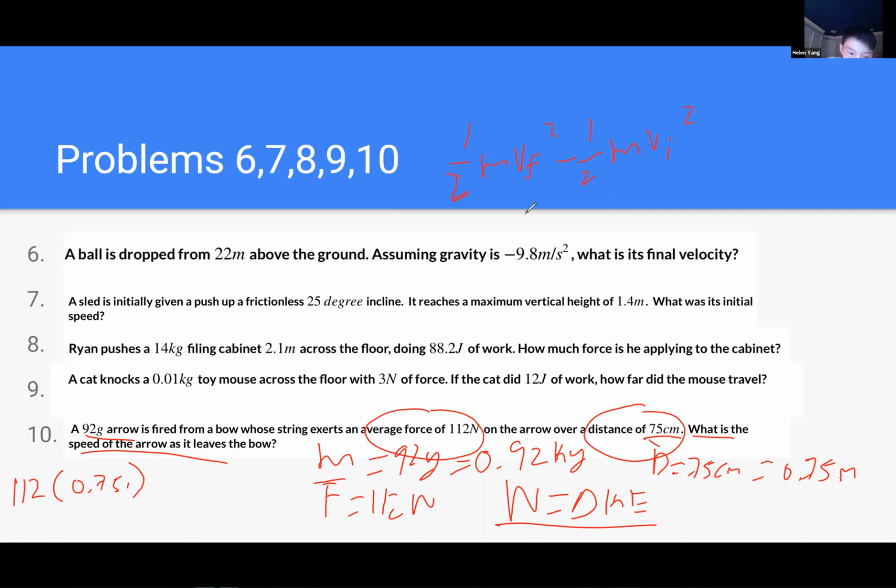So you know the mass is 0.92 kilograms. So it'd be 1/2 times 0.92 times v final squared minus 1/2 times 0.92 times v initial squared. So you want to find the speed of the arrow as it leaves the bow, which is the initial velocity.